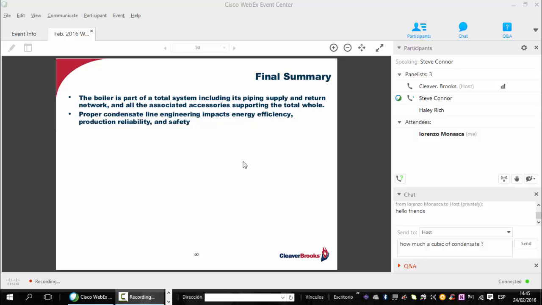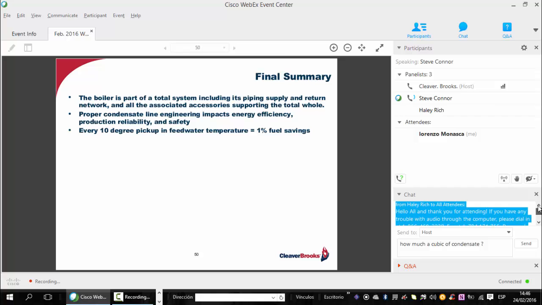Proper condensate line engineering impacts energy efficiency, production reliability, and safety. Those are the key issues. And that's why handling this condensate properly is so important, because of those impact areas of efficiency, production reliability, and safety.